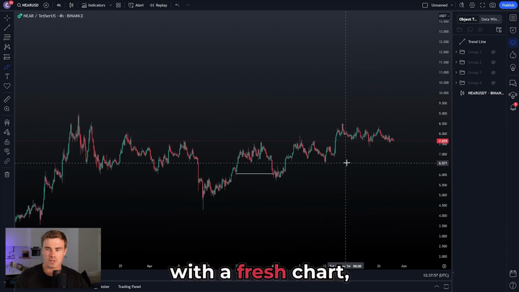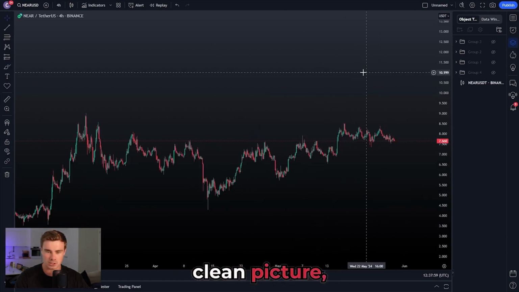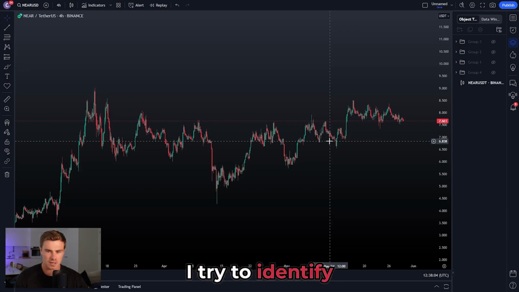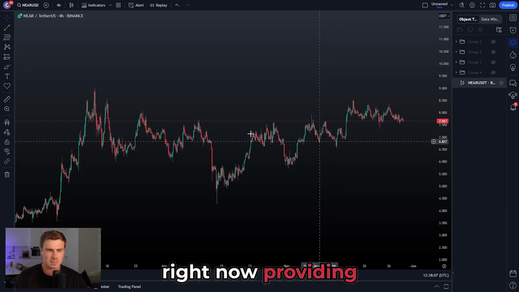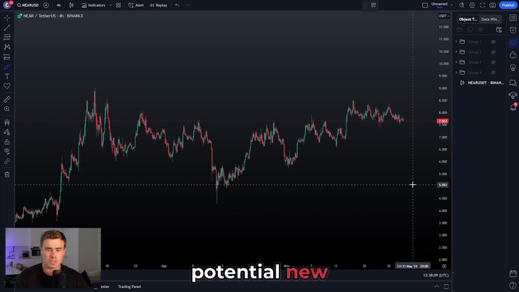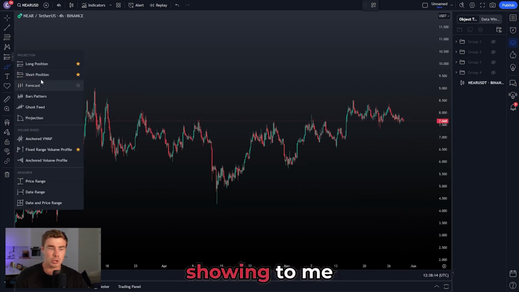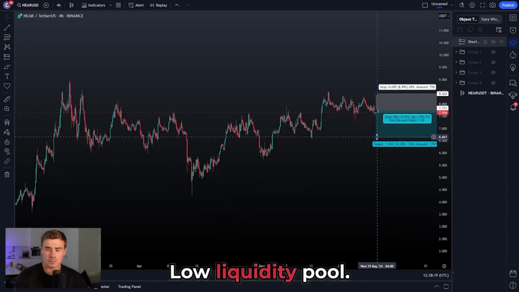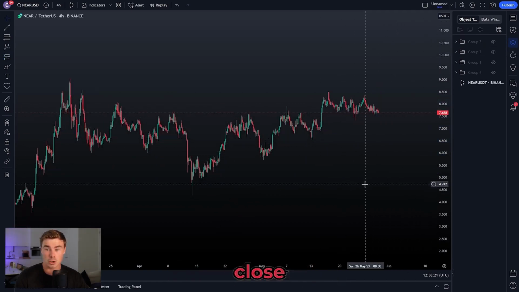If I start right now with a fresh chart, I have a clean mind, clean picture, no bias, no thesis. I simply look at this chart and I try to identify, is this chart right now providing me with potential new triggers, potential new invalidations, and potential new targets, right? Maybe the chart right now is showing to me that I should really short near over here and target the range low liquidity pool. If that's the case, maybe I should close my long, right?